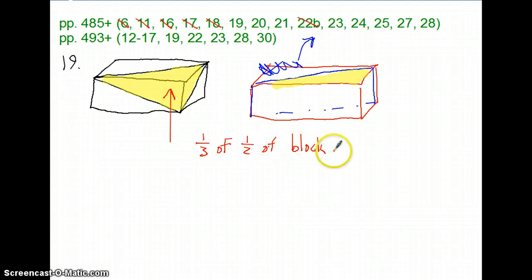Well, they don't want to know it this way. They want to know, well, how much is it of the entire block? Well, a third of half is a sixth. I like that explanation the best.